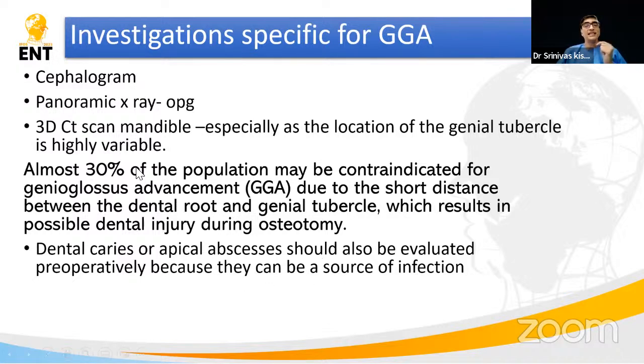It is known that in 30% of the population there may be a contraindication to this particular procedure because of the short distance between the dental root and the genial tubercle. And hence, when you do the osteotomies, you are going to hit the dental roots and you can't do it. That is why you need to do these X-rays.